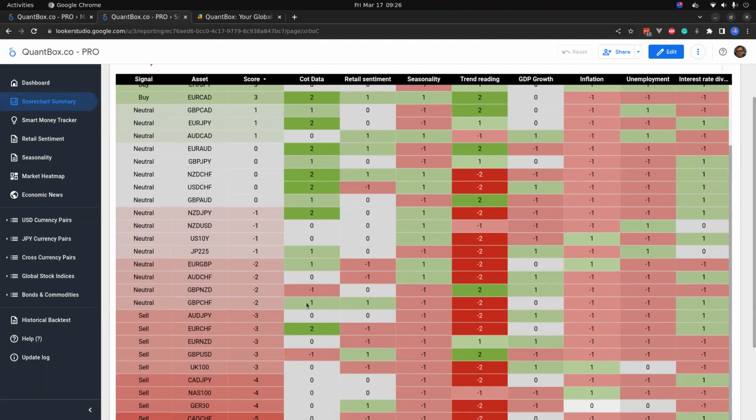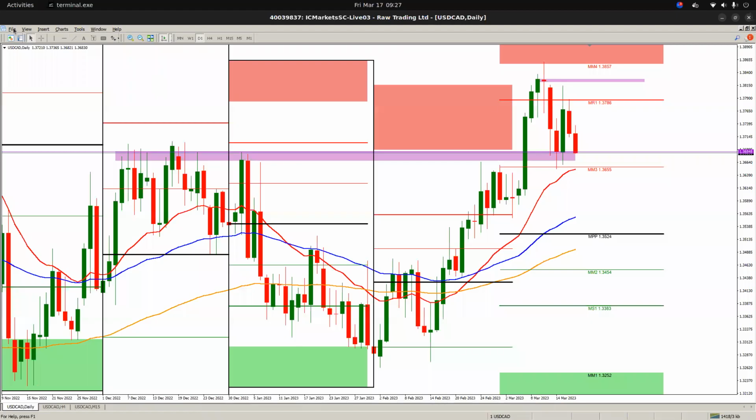Now, you can see COT data and retail sentiment are currently neutral, but you've got some other data that comes through as -3, okay? Let's have a look and see if Aussie yen is moving beautifully. It's a sell, it's bearish fundamentally, currently up for the session. So technically we should have price coming to resistance where we can sell. Let's have a look at Aussie yen.